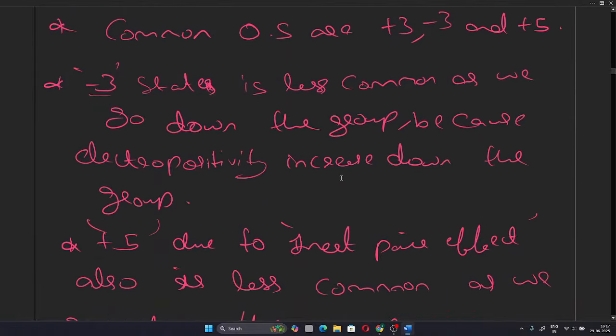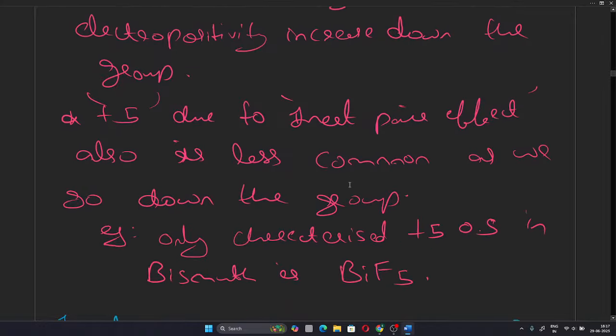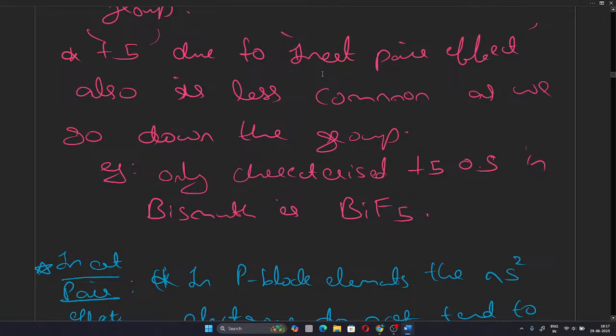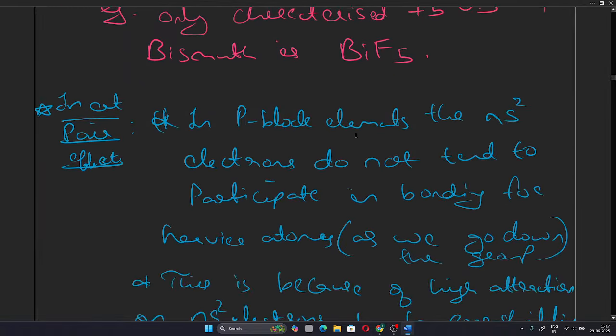Oxidation states: common oxidation states are +3, -3, and +5. -3 is less common as we go down the group because electropositivity increases down the group. +5, due to the inert pair effect, also is less common as we go down the group. An example that characterizes the +5 oxidation state in bismuth is bismuth pentafluoride.